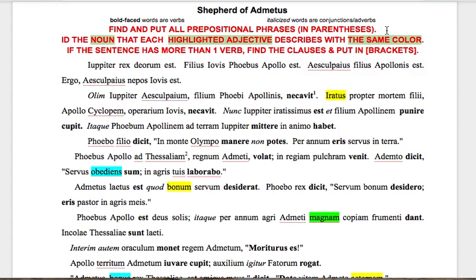So by placing the prepositional phrase in parentheses, you block out things that are not important to the essential meaning of the sentence, and it allows you to focus on the words that remain and clearly look at their endings and the grammar associated with them.